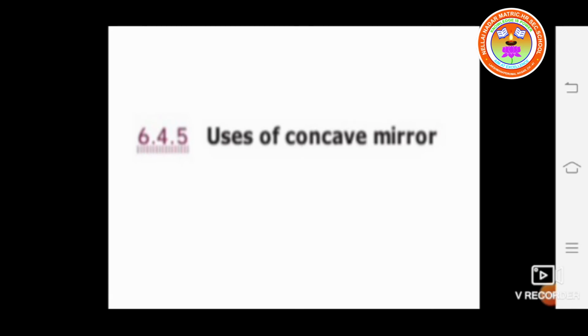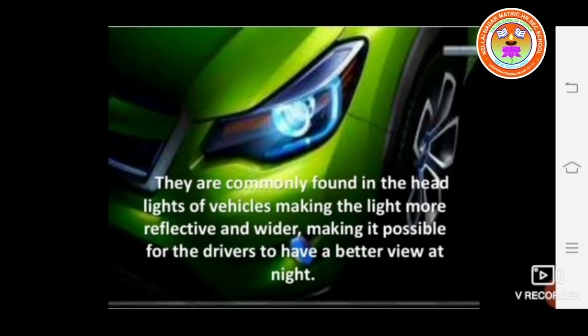Students, next important 5 mark question, that is uses of concave mirror. The concave mirror is commonly found in the headlight of vehicles, making the light more reflective and wider, making it possible for the drivers to have a better view at night. Okay students, the concave mirror is used as a headlight of the vehicles.